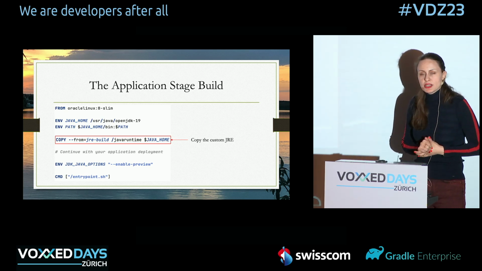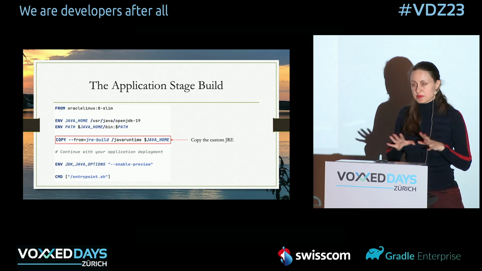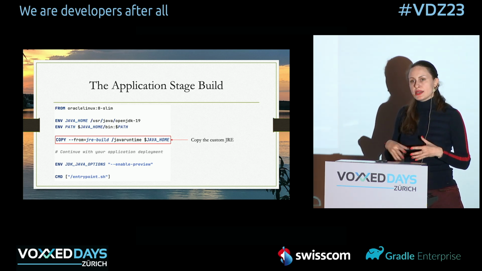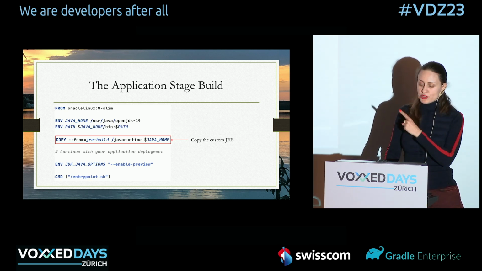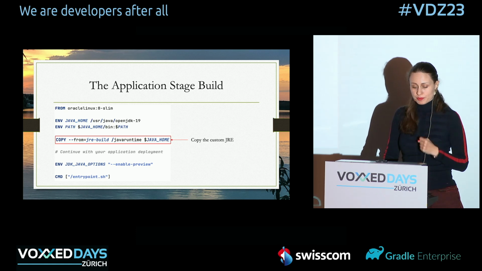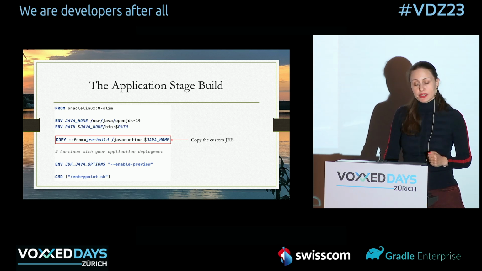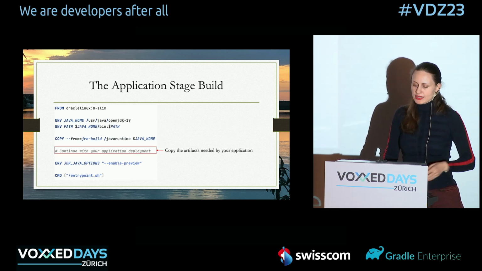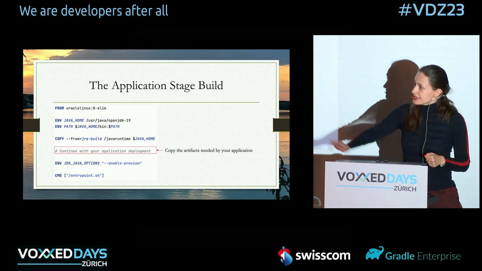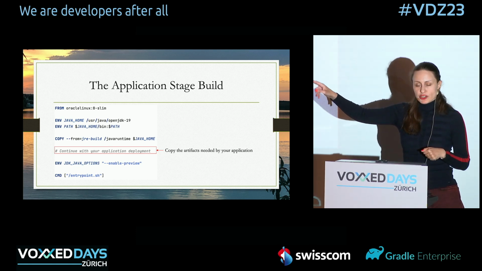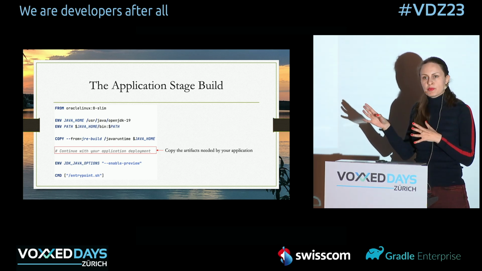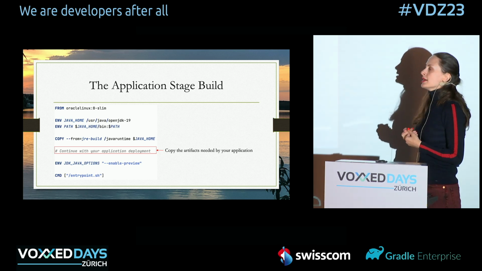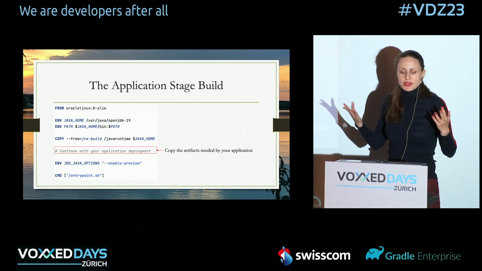Next is the application stage build, which can be the same as before. The only difference now is that I need my custom JRE to run my application. So I'm copying the custom JRE from my previous stage into a location. And then I can continue with my application deployment and copy the artifacts needed in my application and all of that. And you can see that there's something called env JDK_JAVA_OPTIONS. Well, I love that environment variable because I can override it from Kubernetes or I can override it when I'm running my container image with all the details that I want.